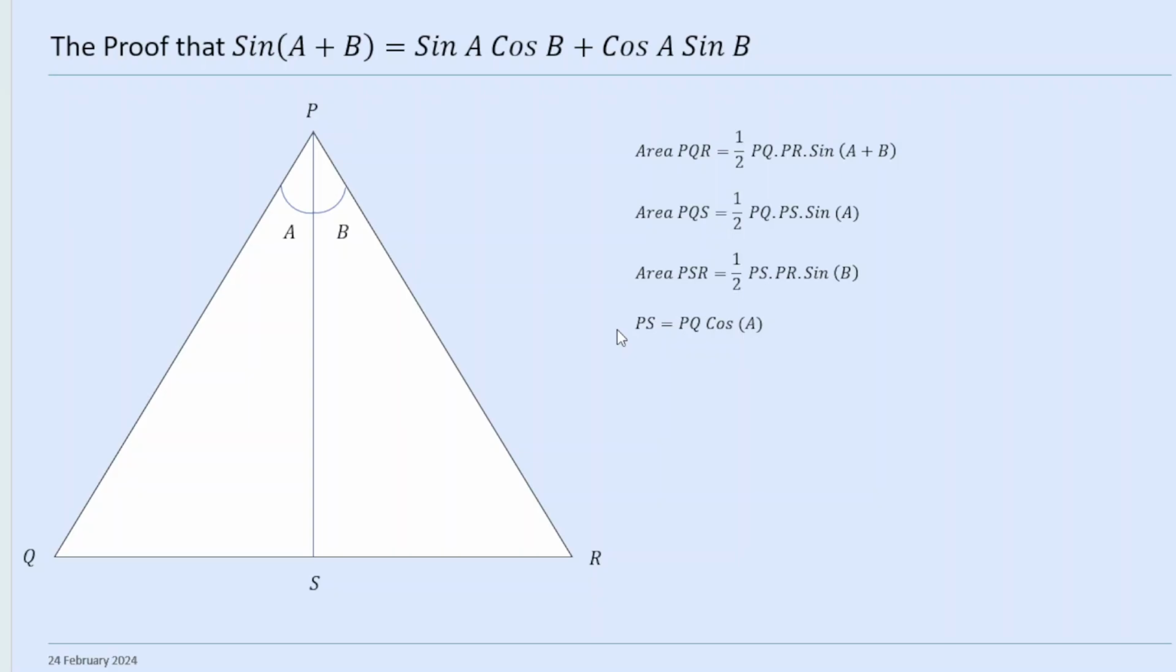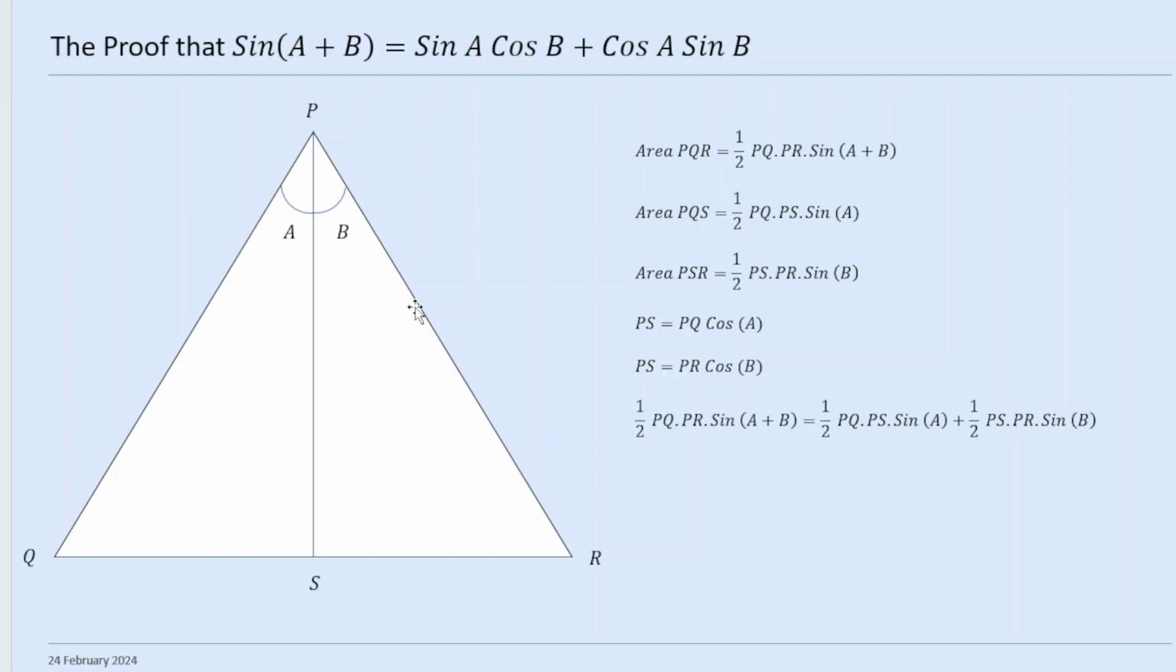Also, some other observations. PS equals PQ cos A. PS also equals PR cos B, so it depends which triangle you want to use. You can either call this side PQ cos A or PR cos B. And the area of the big triangle is the sum of the areas of the two smaller triangles. So we get that identity there.